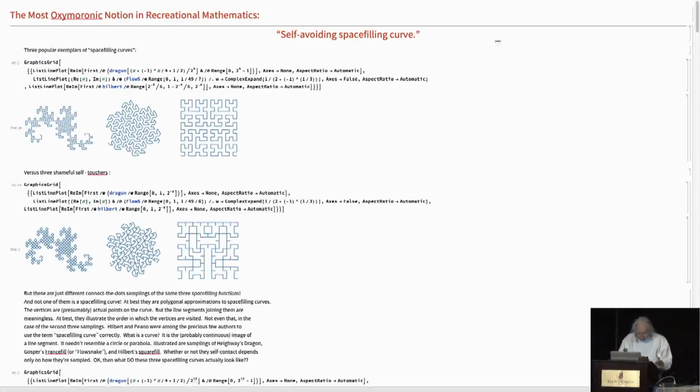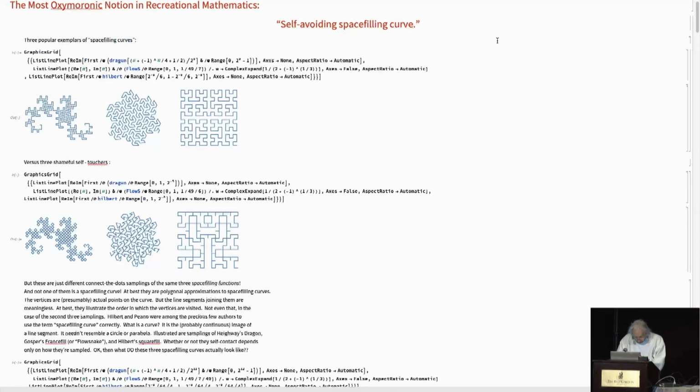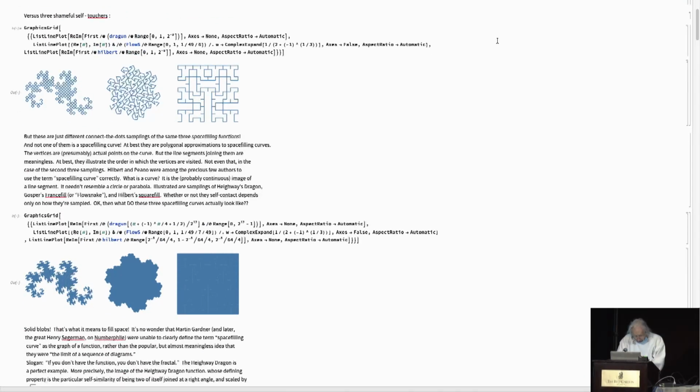So the other problem is these things aren't space-filling curves in any sense. These bottom three are naughty, nasty, self-touching, quote-unquote, space-filling curves. In fact, they are exactly the same space-filling function, just sampled differently. So what does a space-filling curve really look like? It looks like a solid blob. That's what it means to fill space.